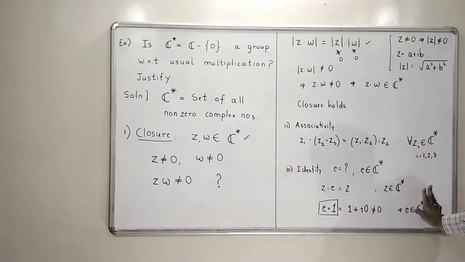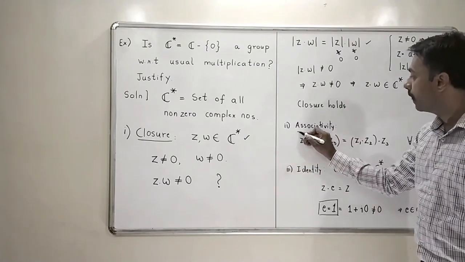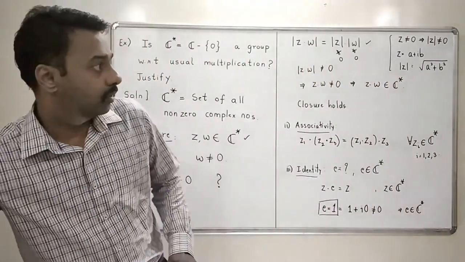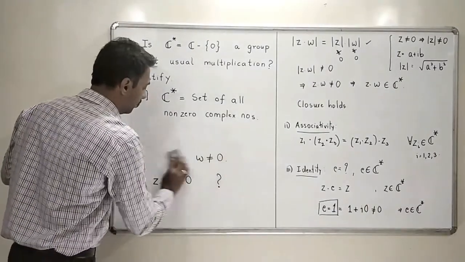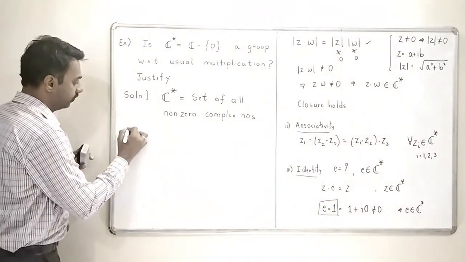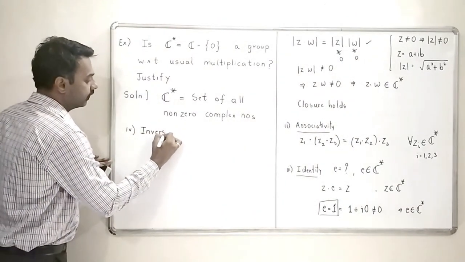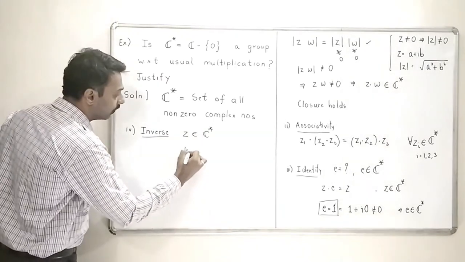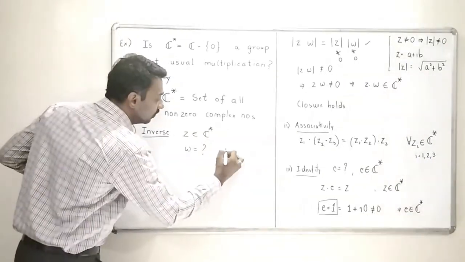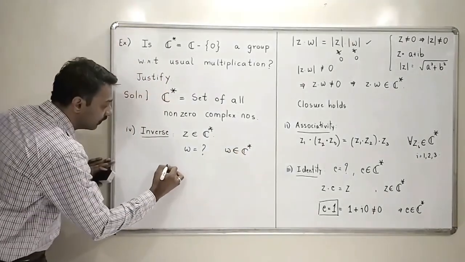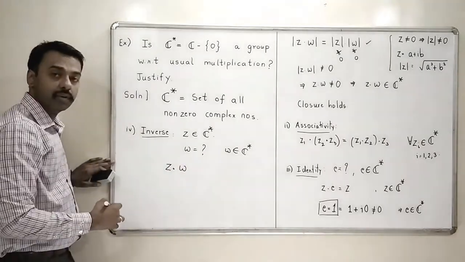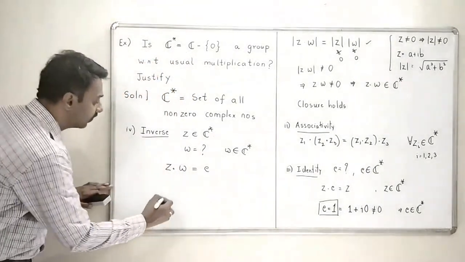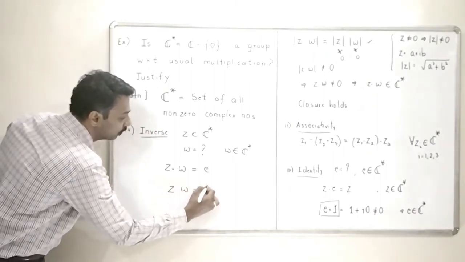Now we have checked the closure, the associativity, and the identity, and we are left with the existence of inverse. So let me go for the existence of inverse. If I take one complex number Z, which is in C star, can I find a complex number W, which is also in C star, such that the number multiplied by its inverse gives you identity? Who is identity in our problem? The identity is 1. So Z into W should be equal to 1.